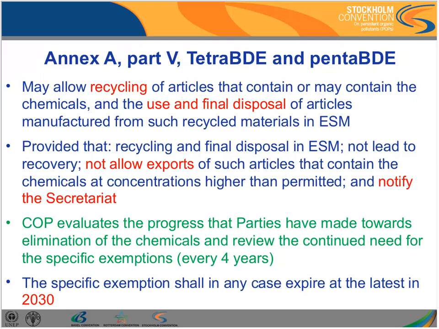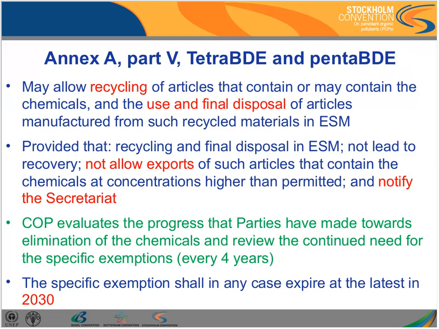Part 5 of Annex A is almost identical to Part 4 of Annex A. This is for tetrabromodiphenyl ether and pentabromodiphenyl ether. The only difference is in the second bullet point. It says to not allow exports of such articles that contain the chemicals at concentrations higher than permitted within the territory of that country. So for tetraBDE and pentaBDE, this is a little bit stricter than for hexaBDE and heptaBDE.